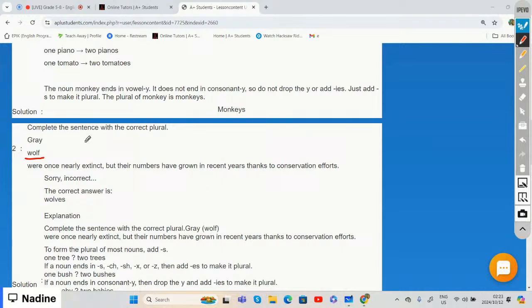So the plural form of wolf. One wolf, two or more. So gray wolf, gray wolves. All right, and we can say gray wolves were nearly extinct, but their numbers have grown in recent years thanks to conservation efforts. Yes, well done. Wolves, meaning that our F sounds different, so we drop the F and add the VES for wolves.